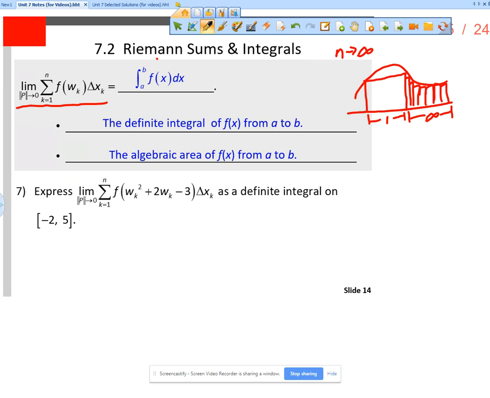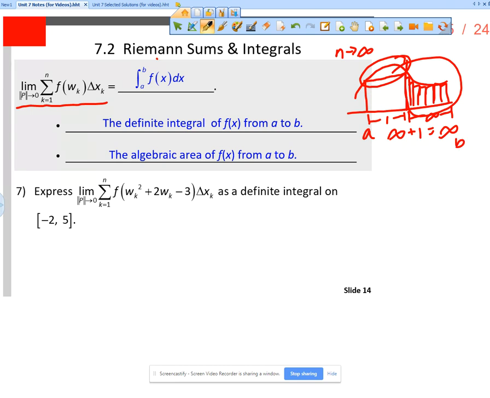Now the question is, how many rectangles have I used? Technically, infinity plus 1. Well, infinity plus 1 is still infinity, so I have used an infinite number of rectangles. But do I have the exact area under the curve? For this portion, I do have the exact area, but for this portion, I have quite a bit of an underestimate. So this would not find the exact area under the curve from A to B, even though we've used an infinite number of rectangles.